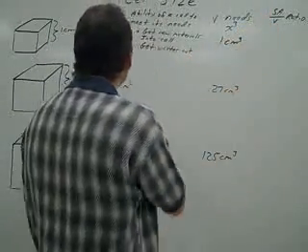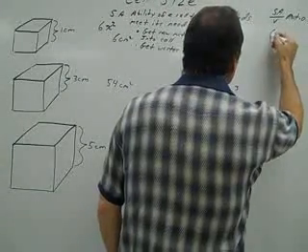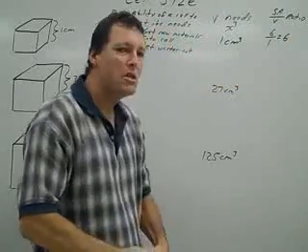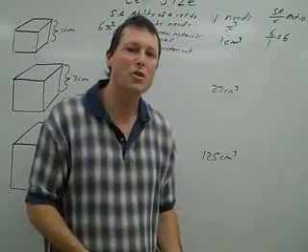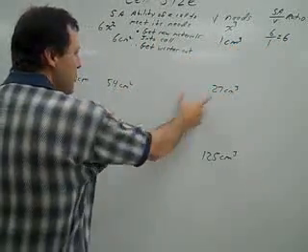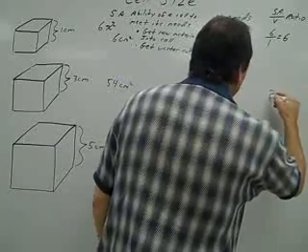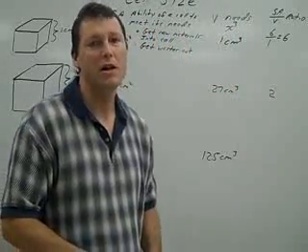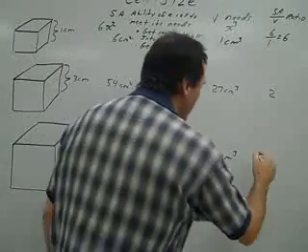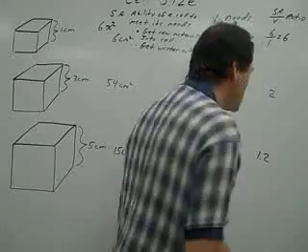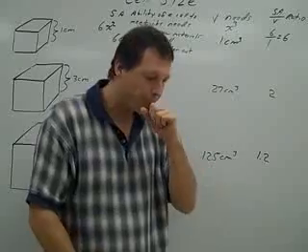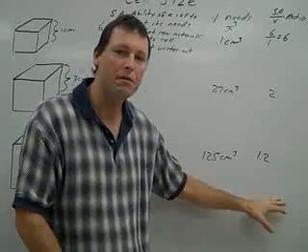The surface area of the first cube is 6, and the volume is 1. So that turns out to be 6. That means that the surface area is 6 times larger than the volume. As we move to a larger cell, 54 divided by 27 is 2. Here, the surface area is only twice as large as the volume. And finally, 150 divided by 125, we get 1.2. The surface area is only 1.2 times as large as the volume.